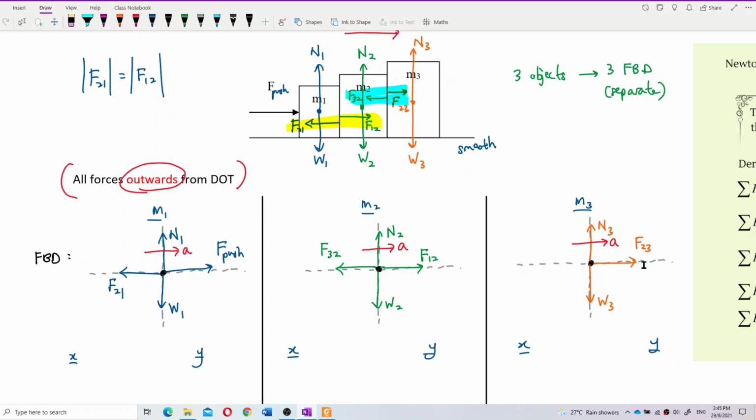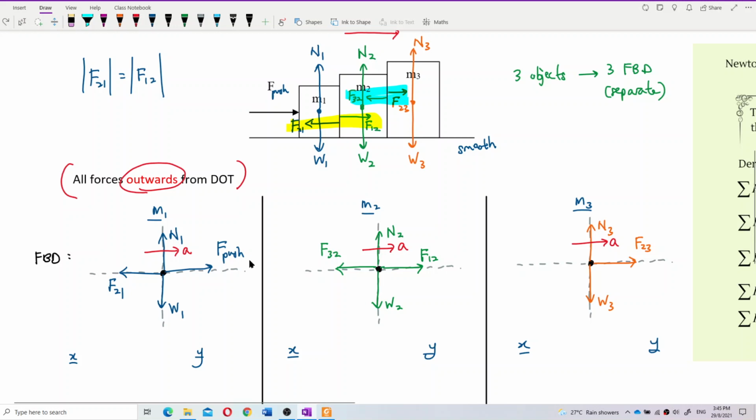I hope you understand this: all forces must be outwards from the dot. Another thing is all these weights you must label as W1, W2, W3. Don't put W, W, W, because they have different weights. Different weights must have different subscripts. So you must have W1, W2, W3.